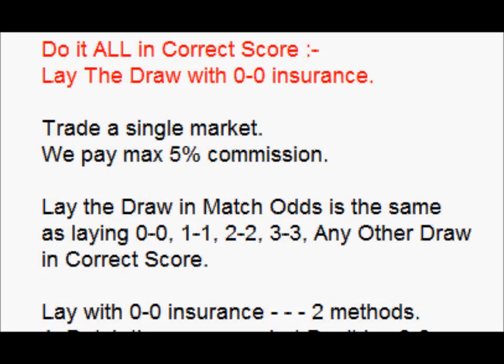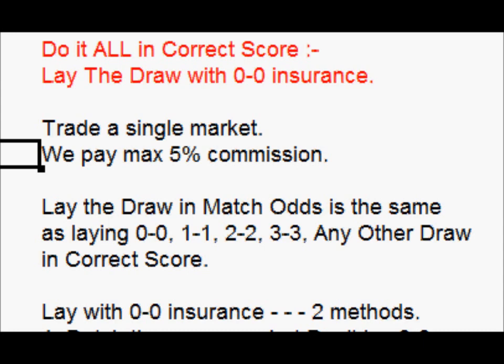This video describes one or two ideas for a trade of lay the draw with nil-nil insurance. You may be used to laying the draw in match odds and betting nil-nil incorrect score as insurance against a nil-nil result. Now if you normally do your trade by laying match odds, you will probably be paying more than your normal commission rate. So if we trade it all in a single market, you'll just pay whatever your normal commission rate is.